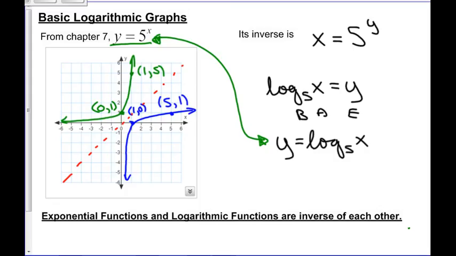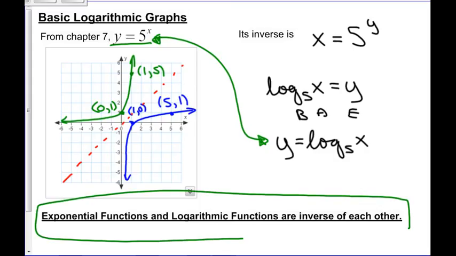So the big idea here is that exponentials and logarithmics are inverses. Now that we know that, let's try and characterize some of the basic things about logarithmic graphs. So you can just look at them and see, well, that blue one, instead of having a horizontal asymptote, it has a vertical asymptote on the y-axis instead of the x-axis. It does look like it's increasing.